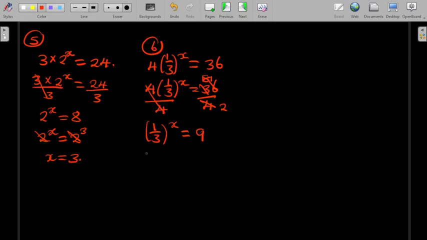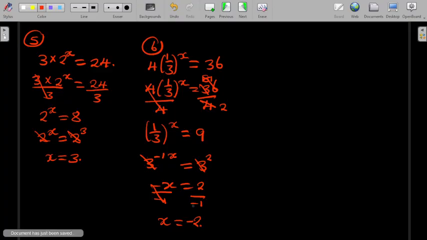Now 1 over 3 can be written with a power, as 3 to the power negative 1. Now remember we have the power x. Then 9 can be written as 3 to the power 2. As we do this, the bases are the same, so cancel the bases, then set the powers. So we have negative x equal to 2. We divide by negative 1, then we have the value of x, which is negative 2. So negative 2 becomes the answer.